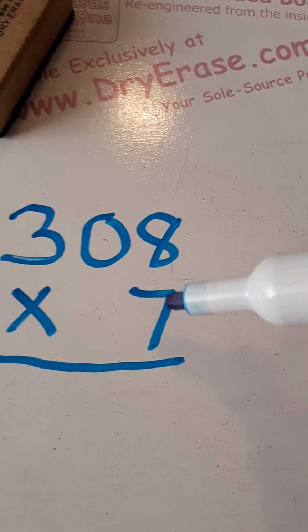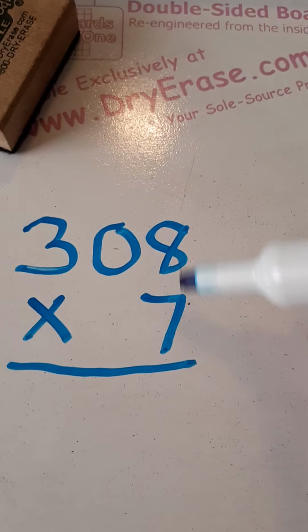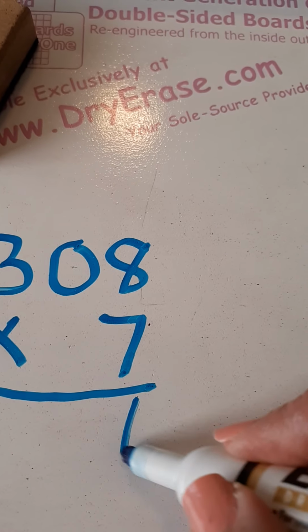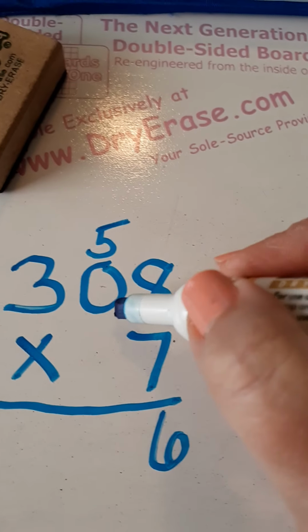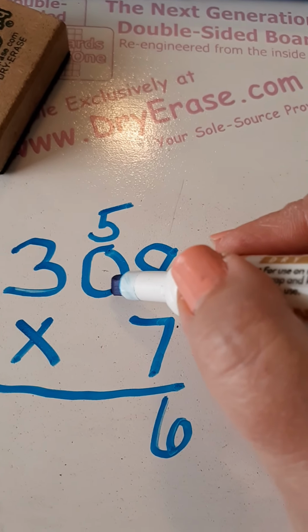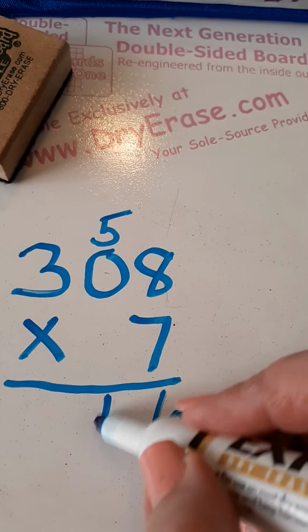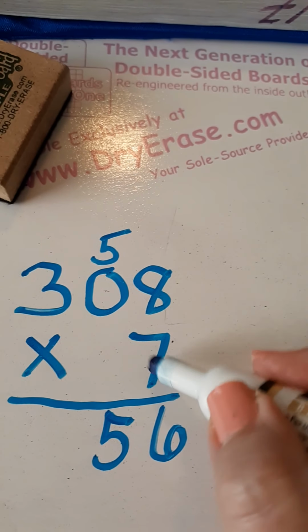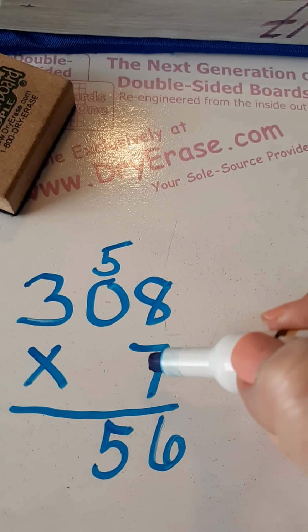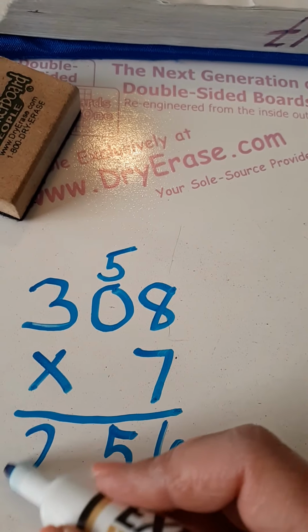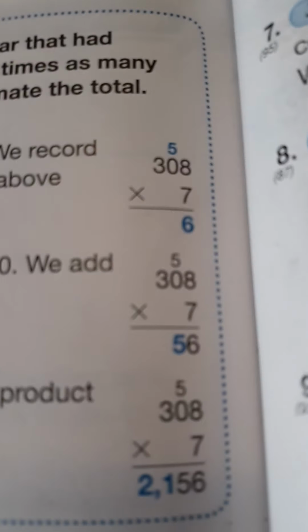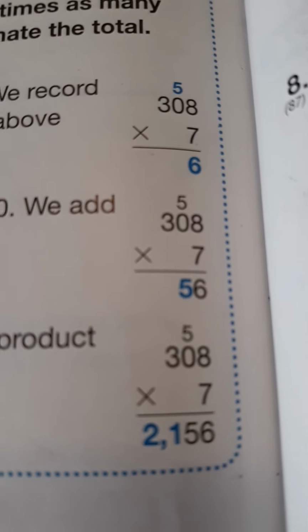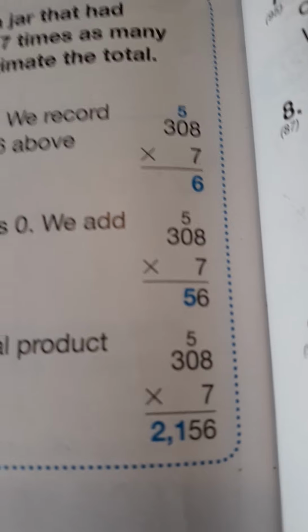All right, here we go. So we need our 7's. 7 times 8, 56. Your 6, carry your 5. Okay. 7 times 0, well, that's easy. 0, right? Plus 5 is 5. 7 times 3 is 21. There we go, 2,156. And that's just what they did in the book, too. Just exactly their steps there.